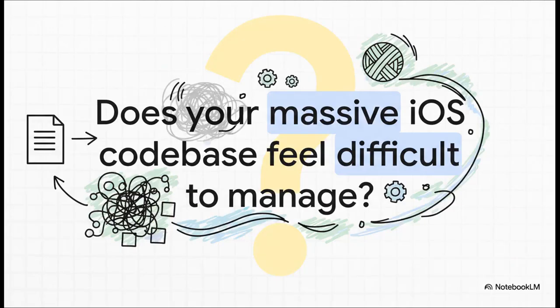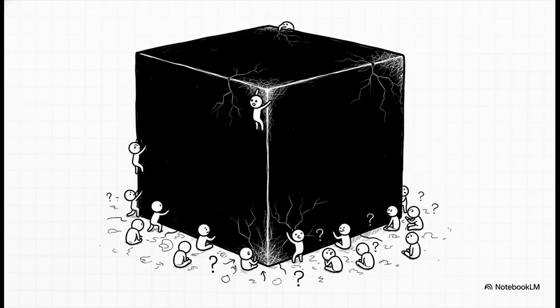If you're an iOS dev, I bet this question feels a little too real. You know how it goes. You start a new project, everything's clean and simple. But then you add more features, more people join the team, and suddenly, that codebase starts to feel like a giant, tangled ball of yarn. And that right there, that's what we call the monolithic trap.